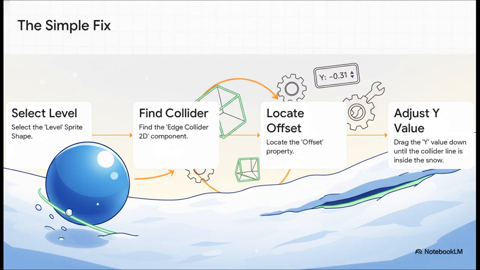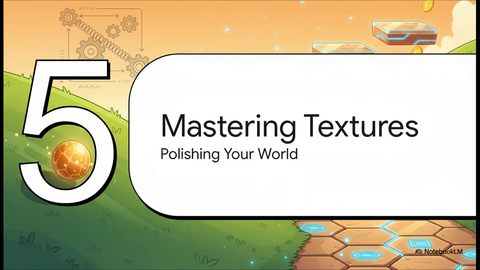You'll see the number go into the negatives. As you drag, watch that green line in your scene. You're just going to nudge it down until it sits nicely inside the visual part of the snow. For this sprite, something like negative 0.31 looks about right. And now, when we hit play, perfect. The ball is nestled right in the snow, not floating above it. Problem solved. All right, on to our last big topic, mastering sprite textures.